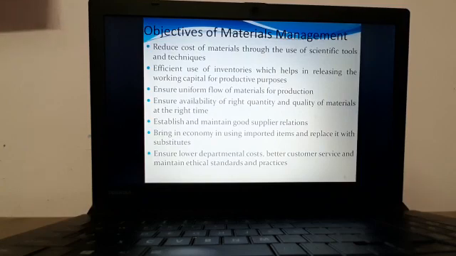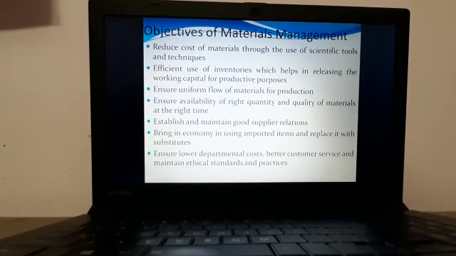Then establish and maintain good supplier relations. Unless good supplier relations are maintained, we are not going to get the materials of right quantity and right quality at the right time. Now, bring in economy in using imported items and replace them with substitutes.